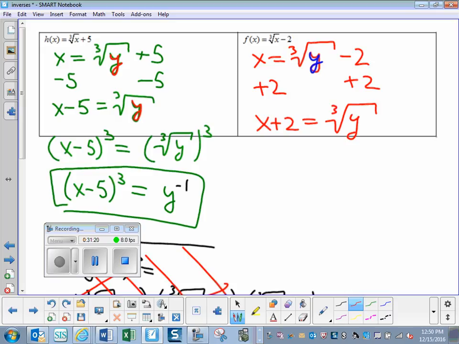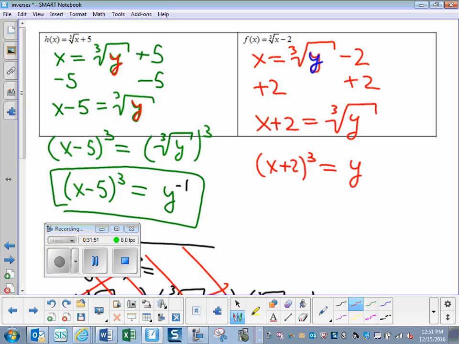So how do I get rid of the cubed root? I cube it, not cube root it, right? To get rid of the root, I need to use an exponent because exponents cancel roots, and roots cancel exponents. So I cube everything. x plus 2 cubed equals y. Right? Questions? Too easy?